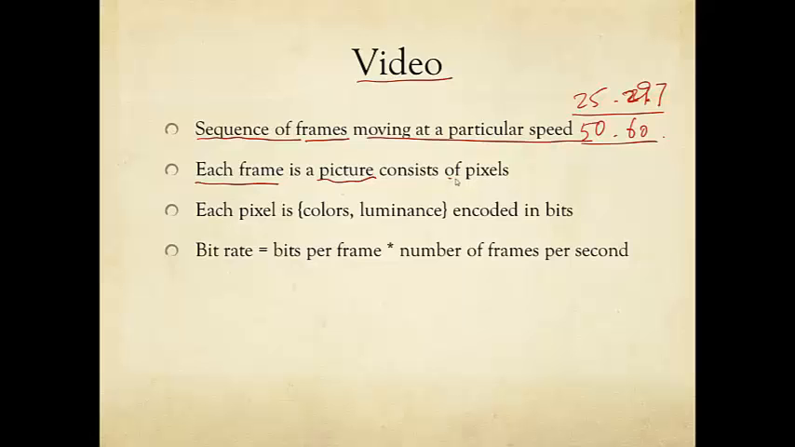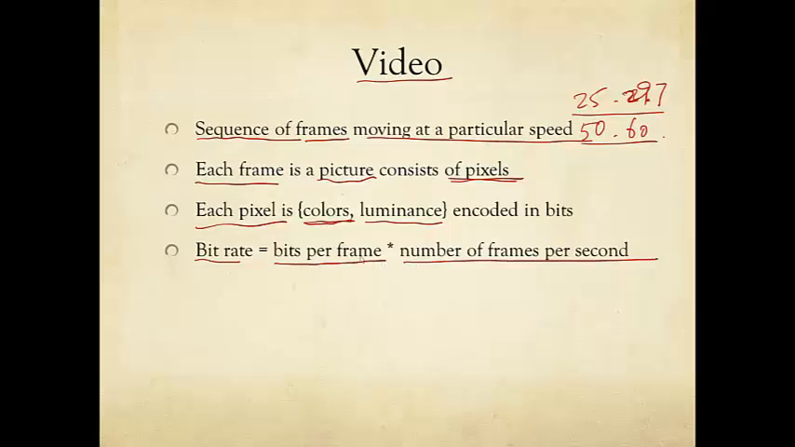Now, each of these frames is nothing but a still picture. A still picture is basically a bunch of pixels. Even in a retina display, the pixels are just very, very small for human eyes to detect the edges of the pixel. So what's a pixel then? Each pixel is really the colors and the luminance encoded digitally in bits. The colors can be based on a convex combination of the three primary colors or other kind of three color coordinates.